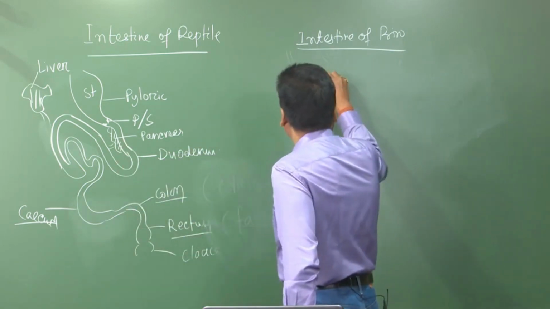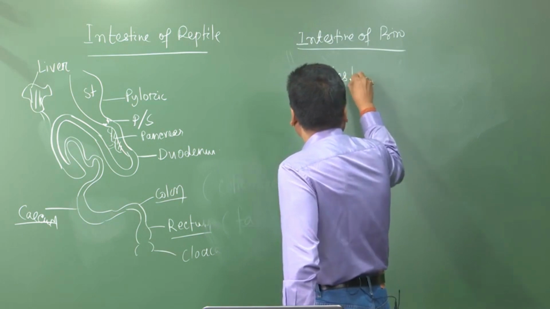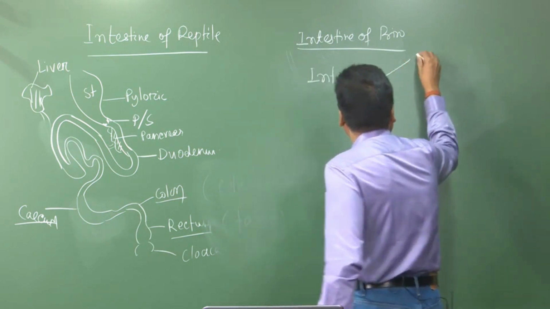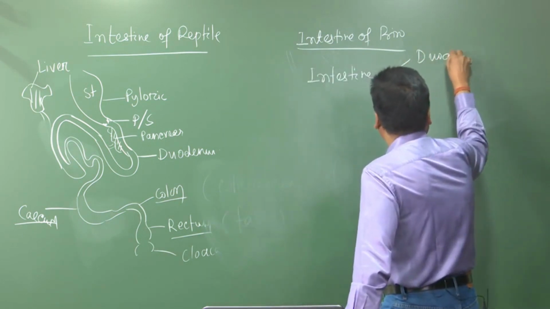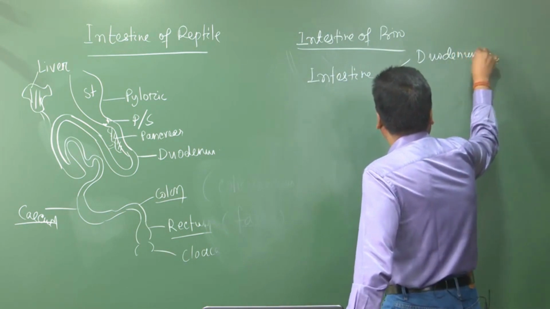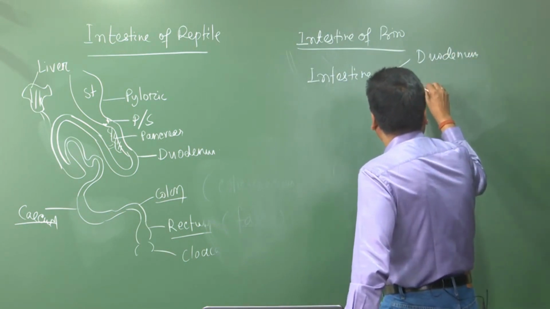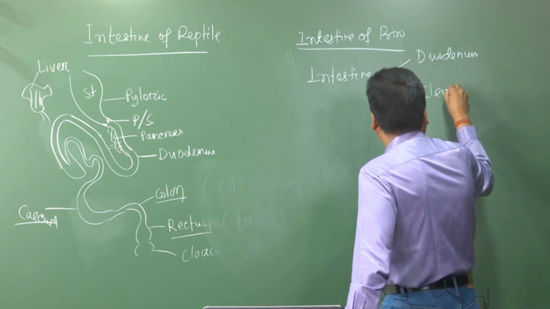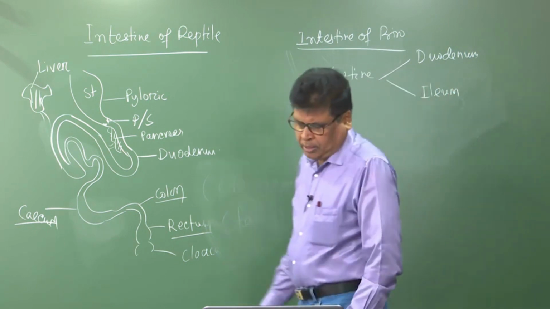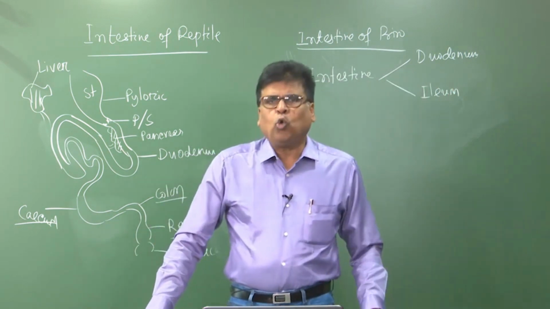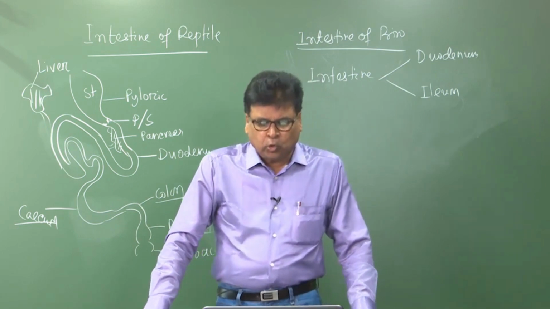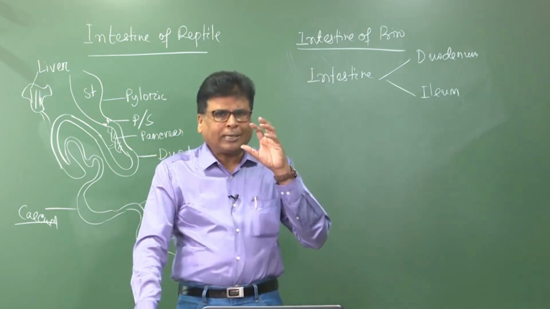In case of bird, the intestine is again divisible into two parts. The first part is known as duodenum and the second part is known as ileum. Two parts are there. So, there are two bile ducts in case of bird, and what are they?